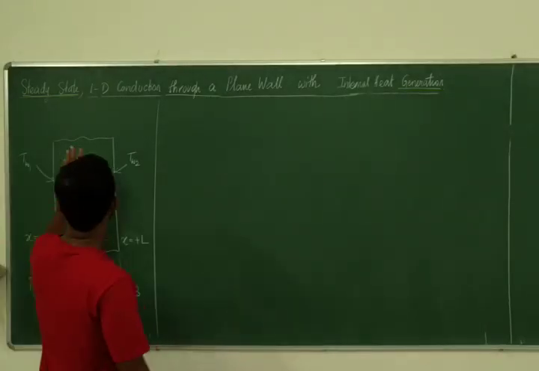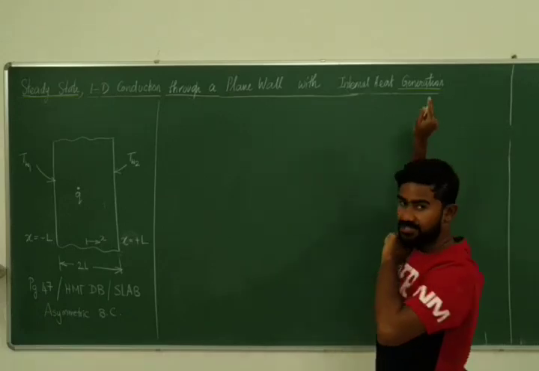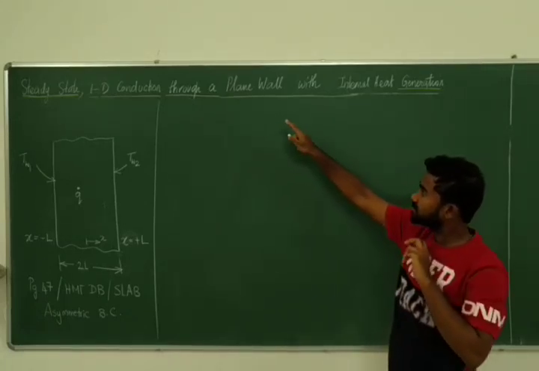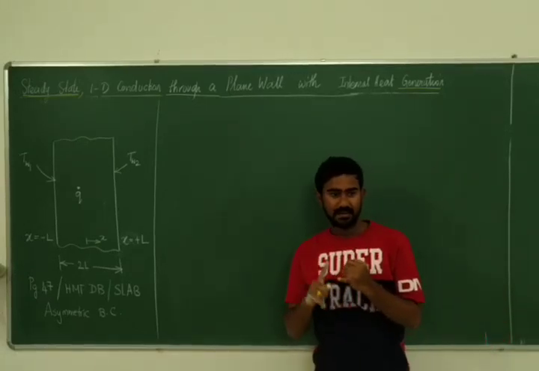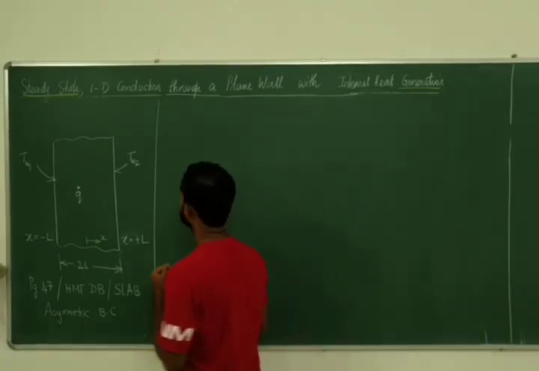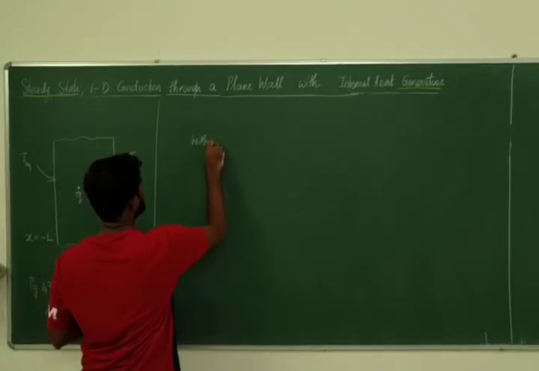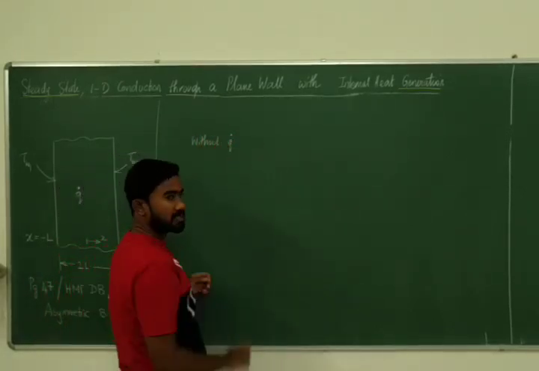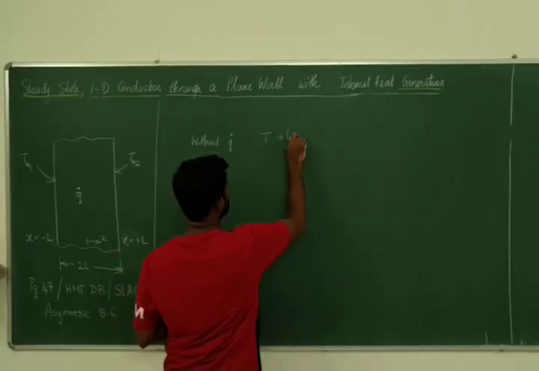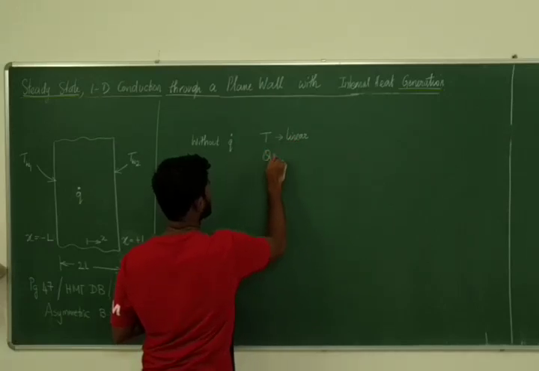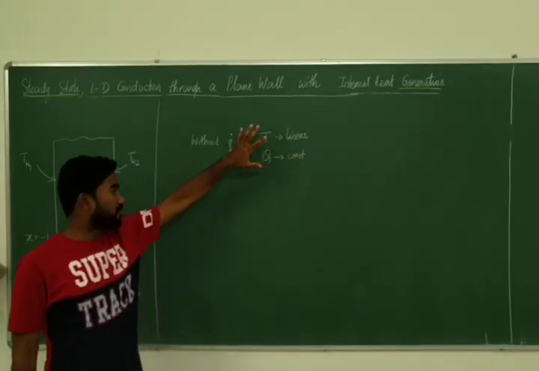Now we are going to study steady 1D conduction through a plane wall with internal generation. We saw steady 1D conduction through a plane wall without generation. The results were that the temperature distribution was linear and the heat transfer rate was a constant. This is very important to note.